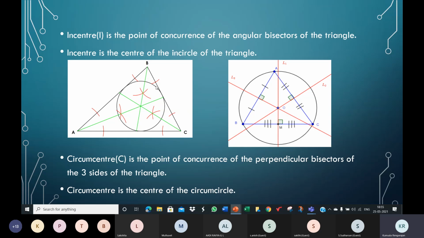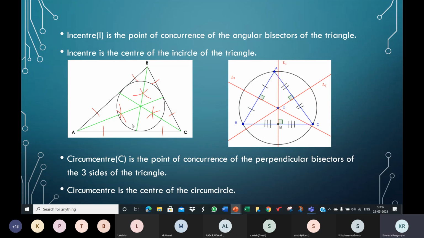To construct the incircle, we need to bisect the angles. This is the bisector of angle A. This is the bisector of angle B. This is the bisector of angle C. And you can see that the bisectors are concurrent. They go through the same point. So this point of concurrence of the angular bisectors of a triangle is called the incenter. And this incenter is also the center of the incircle.